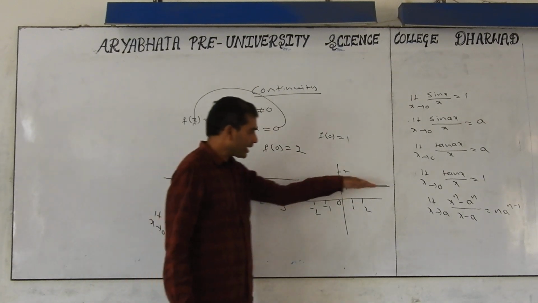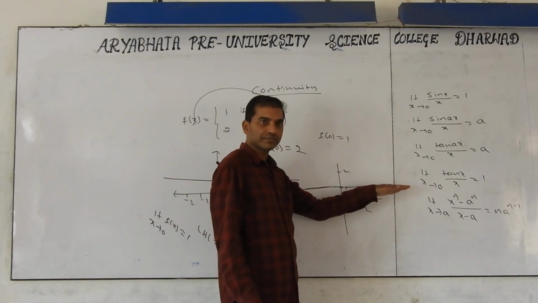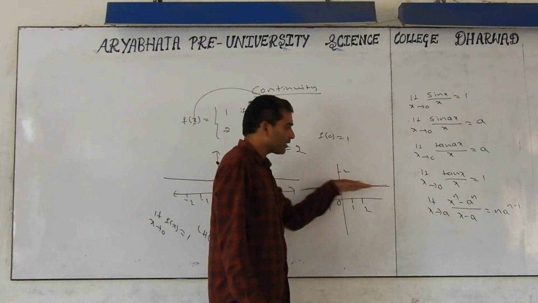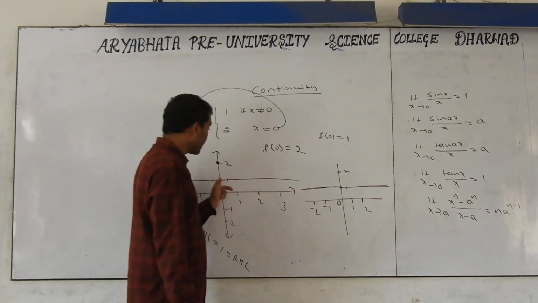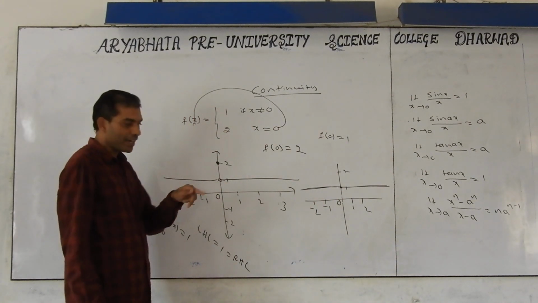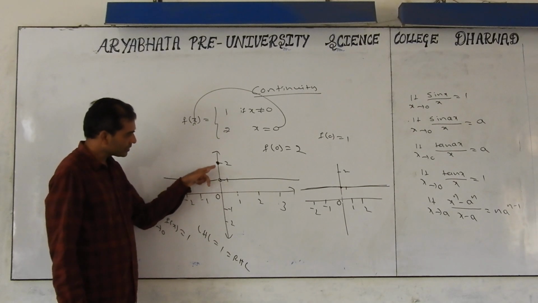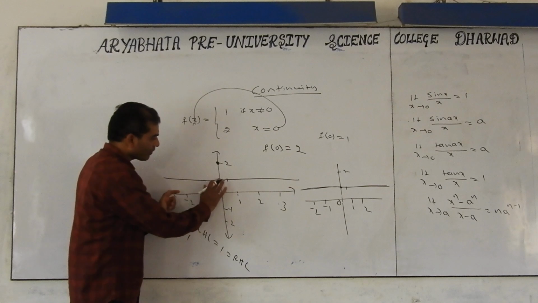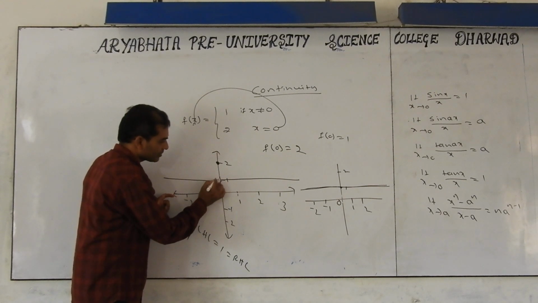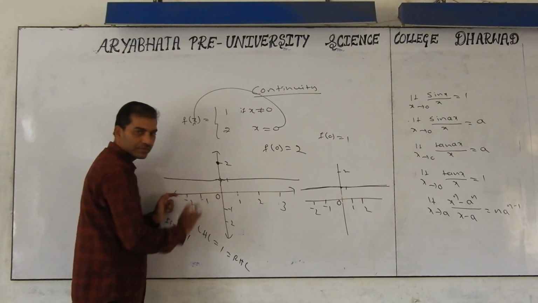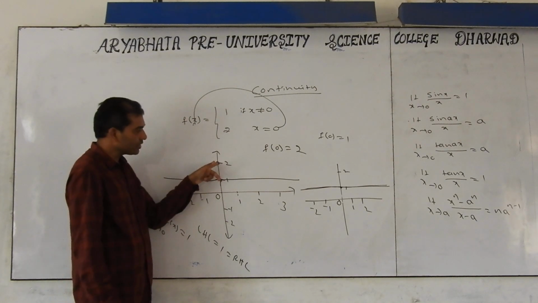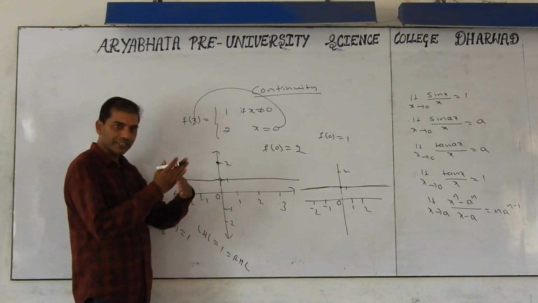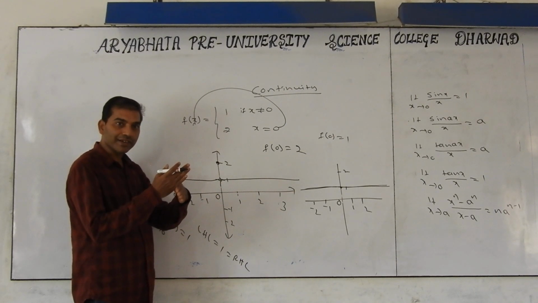Okay? If there is no break, it means it is continuous, continuous at 0 and everywhere. If there is a break, it is not continuous at that point. At what point is there a break? At 0. Here in the graph there is a break. This value at 0 is 2, so break means the graph is not continuous at that point.